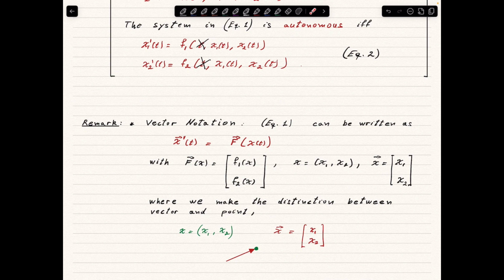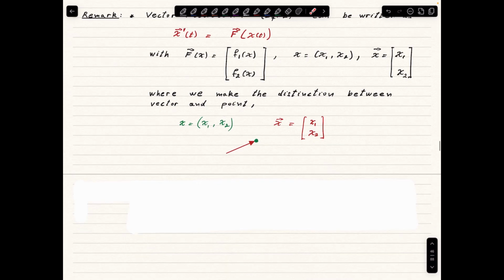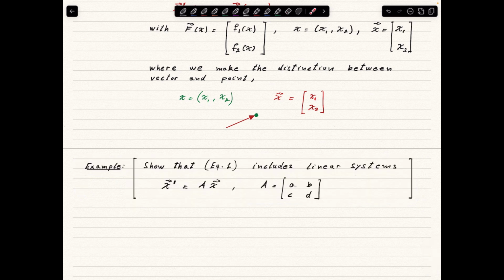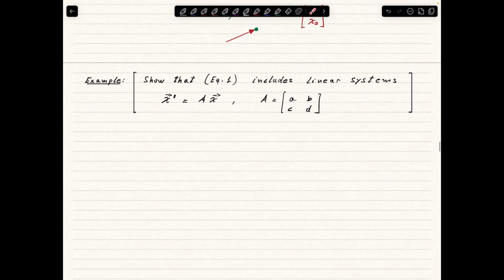This is not very important, but it's just in case you wonder why sometimes the variable has an arrow and sometimes it doesn't. It's that we are thinking of the two components as a vector, or we are thinking of the two components as the endpoint of that vector. Again, not very important. So let's see examples. The first example is to show that the systems introduced above also include linear systems, like this, where A is a matrix. So let's see that first.